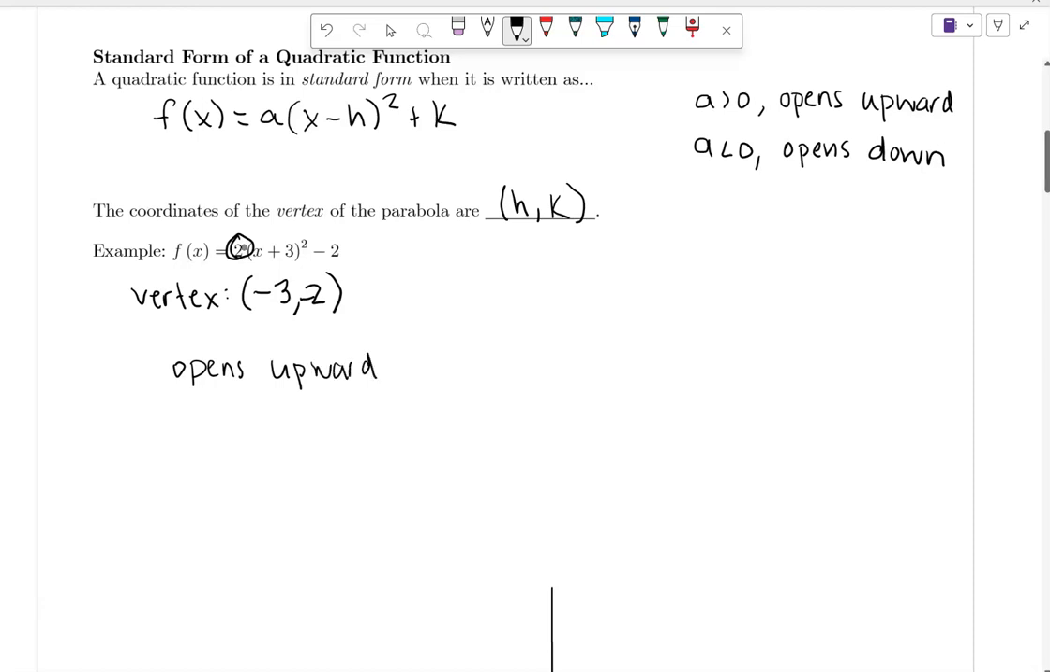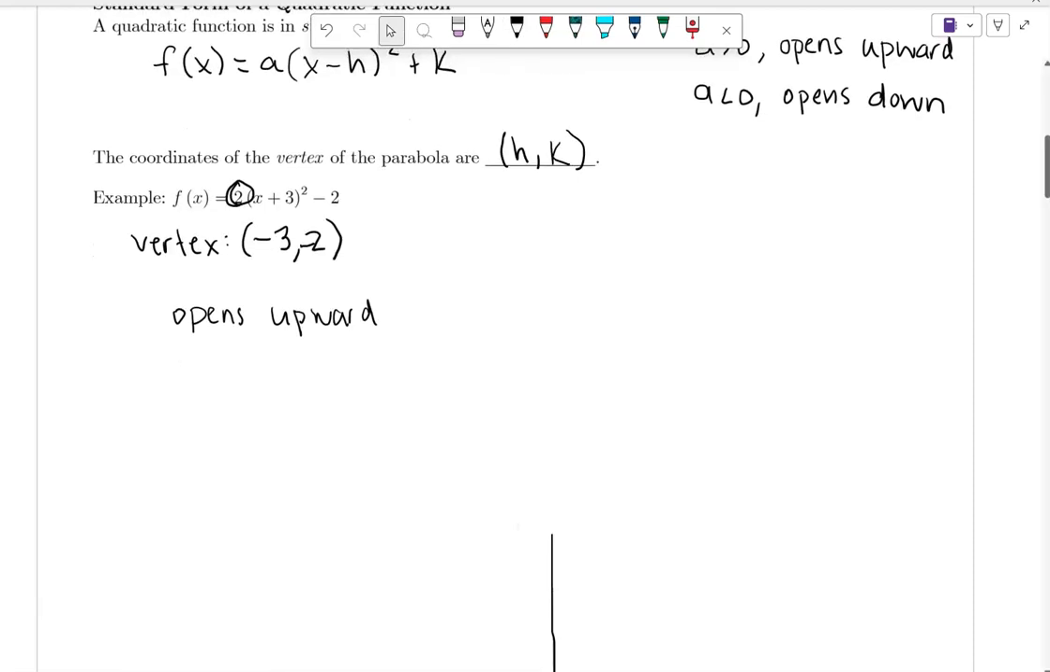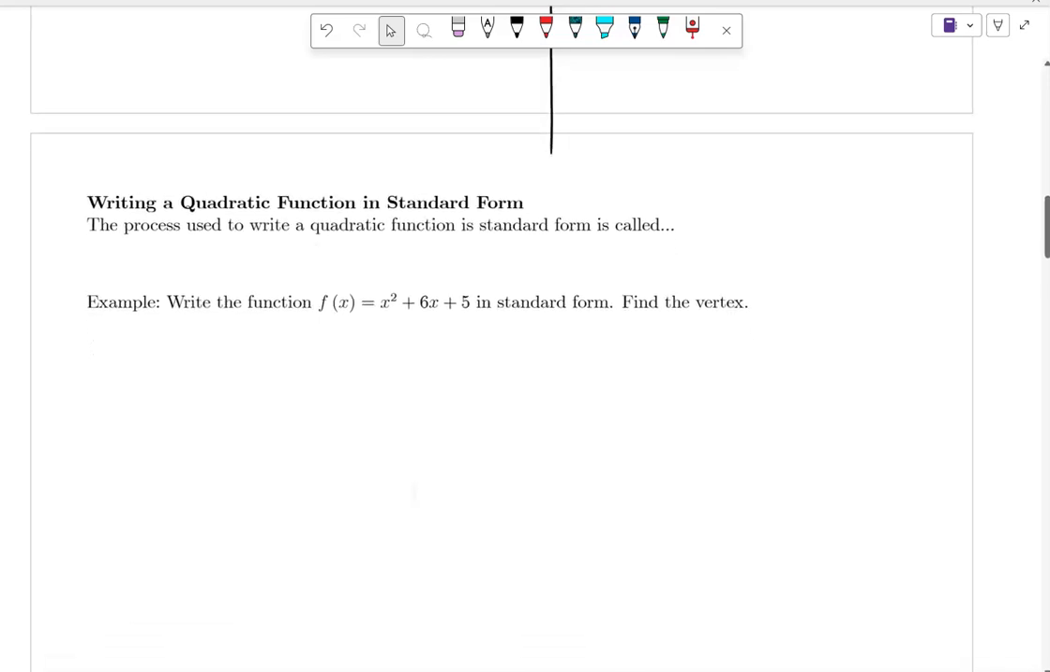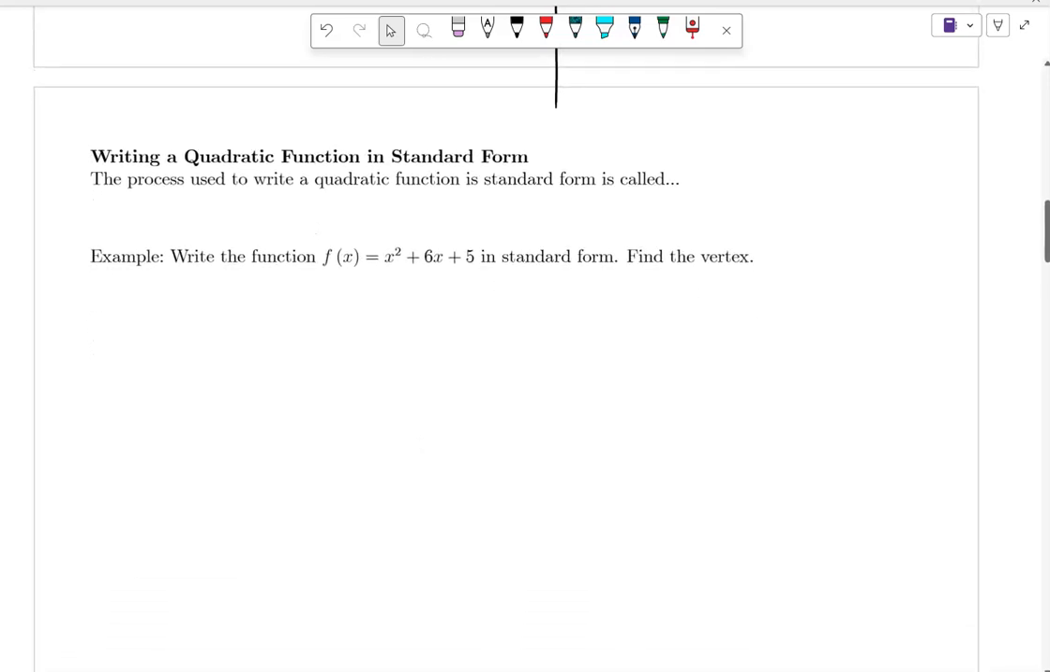All right. How does everyone feel about vertex? Good? Okay, the biggest thing is you're going to have to memorize this formula right here. If you know that, you'll be okay. Now, we are going to work on taking a quadratic function and putting that into standard form. The process used to write a quadratic function in standard form is called completing the square.